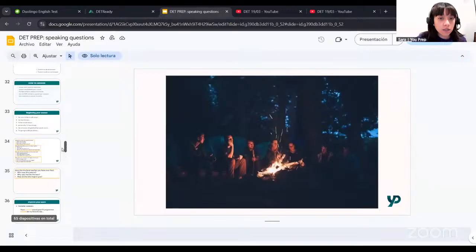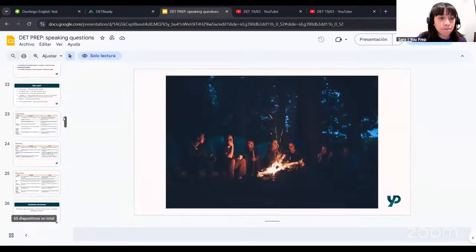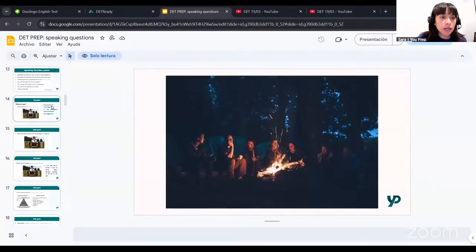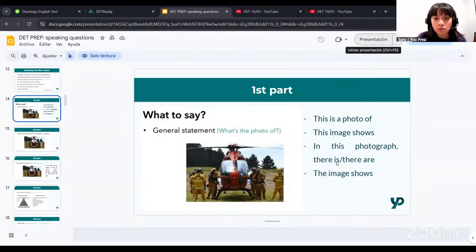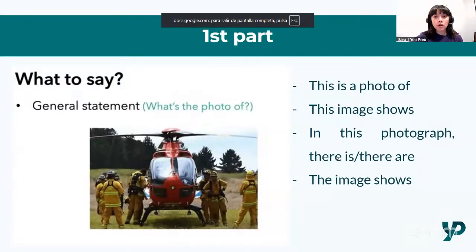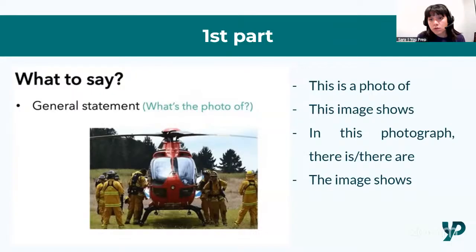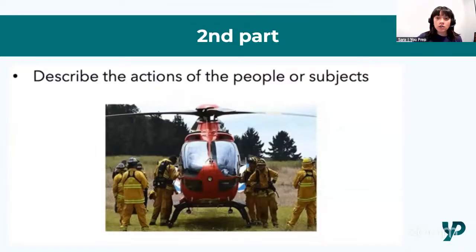Okay, so we did this part all related to what to put in each part, in each section. First we said that we're going to give a general statement. That was the first thing that we're going to do after looking at the picture. The second part is to describe the actions that people are doing or describe the objects we have, because not every picture is going to be with people. So we might have also just objects. So we also need to be able to describe the objects.